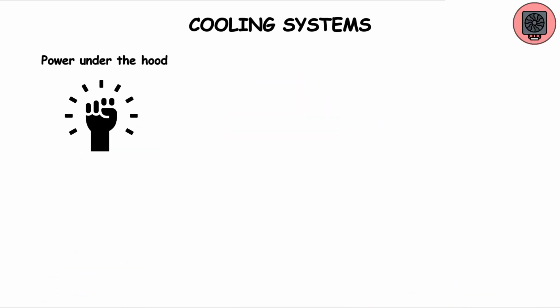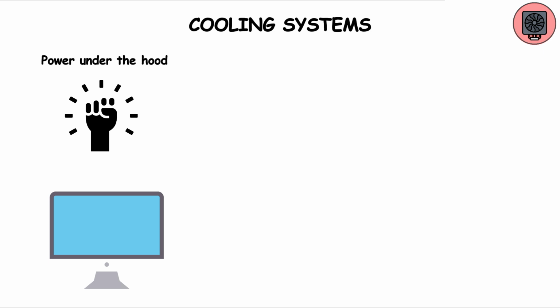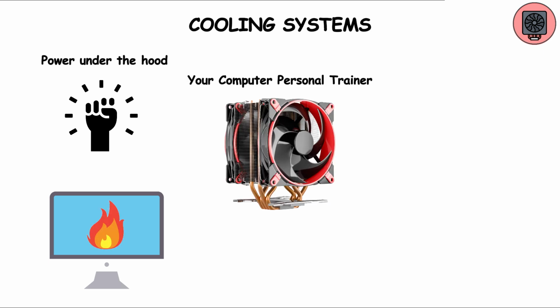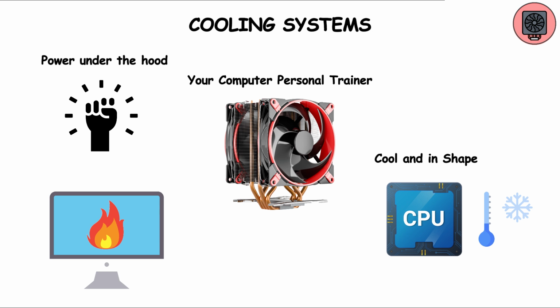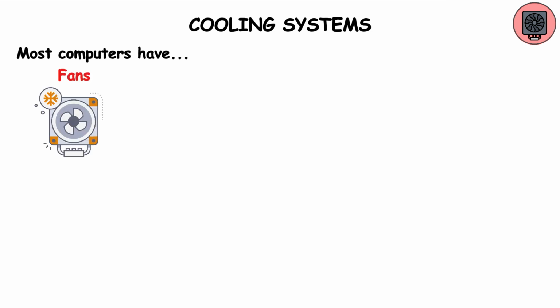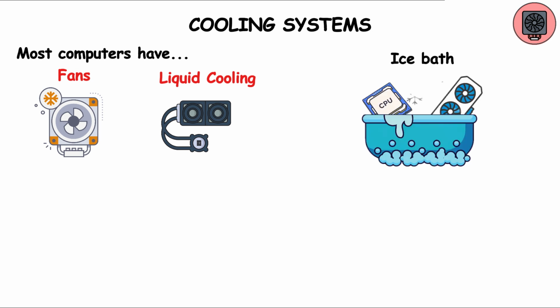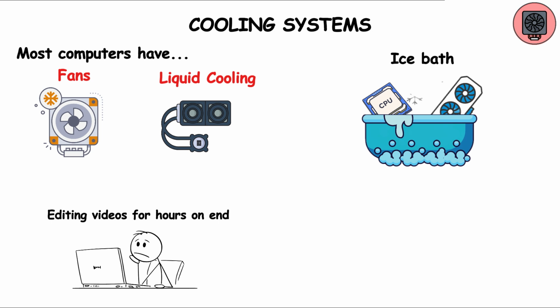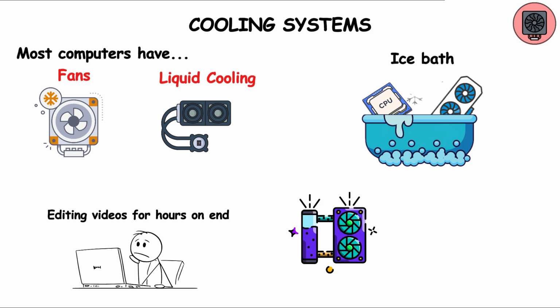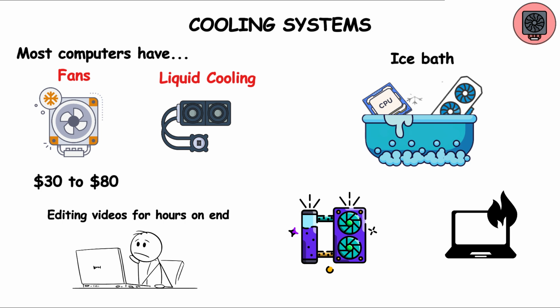Cooling systems. With all this power under the hood, your computer can get pretty hot. Enter the cooling system, your computer's personal trainer, keeping it cool and in shape. Most computers have fans, but some high-performance systems opt for liquid cooling, which is like an ice bath for your CPU and GPU. If you're editing videos for hours on end, you'll need a good cooling system to prevent your computer from slowing down, or worse, shutting off to avoid overheating. Air cooling systems are affordable, ranging from $30 to $80, while liquid cooling setups cost $100 to $200 for that extra chill factor.